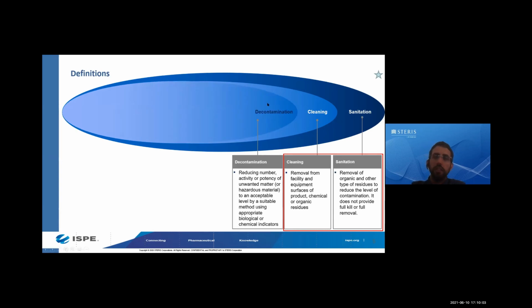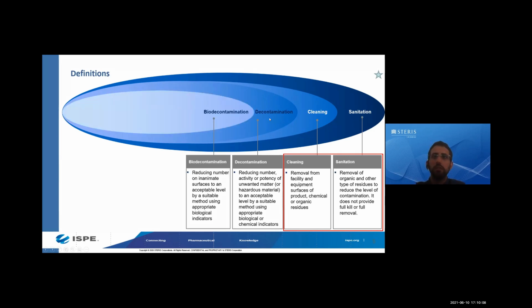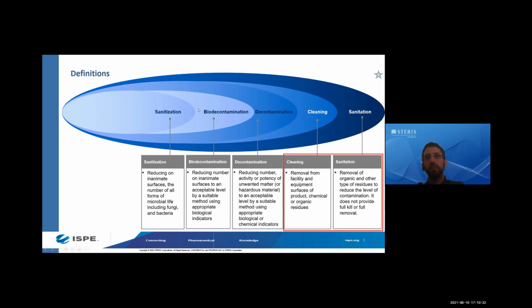Then we have the term decontamination. Some may even say biodecontamination, but the goal of decontamination is, again, to reduce to a certain level an unwanted matter that is normally hazardous, either biological or a chemical compound. And we say bio because it's for organic compounds that you try to remove, okay? Then we have sanitization, and this, again, is about reducing contamination on an inanimate surface, but in that case, just on all types of living forms, like microorganisms, fungi, and yeast.